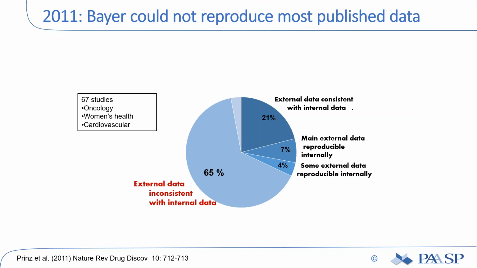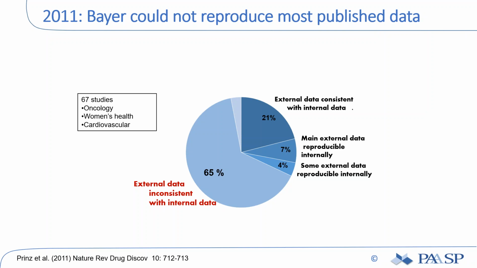So when we read papers in the scientific literature, we have the basic trust that the work we read there represents truly the real biological situation. However, this trust was shattered in 2011 when investigators from Bayer reported in Nature Reviews Drug Discovery that a major fraction of the studies they looked at in the areas of oncology, women's health, and cardiovascular medicine could not be reproduced for their main findings, and for some others, at least certain parts of the study could not be reproduced.